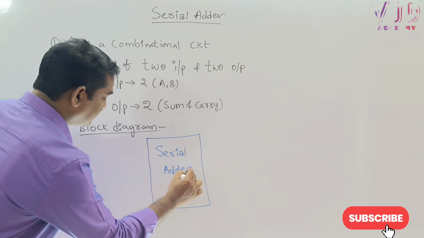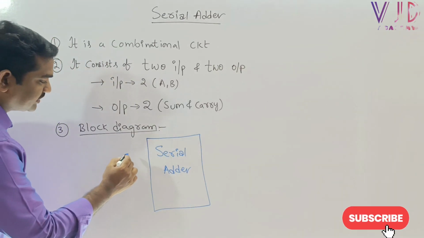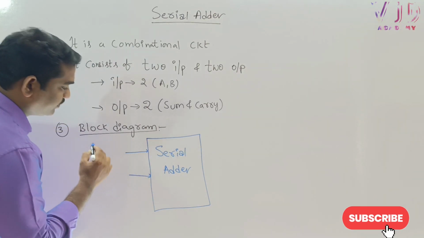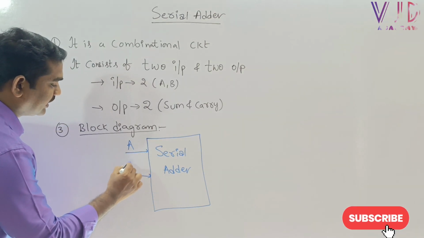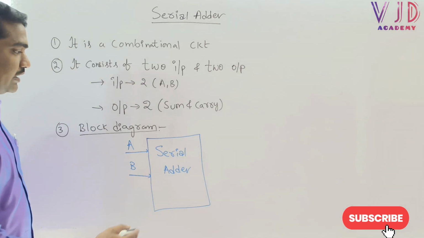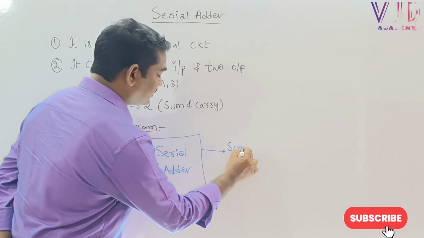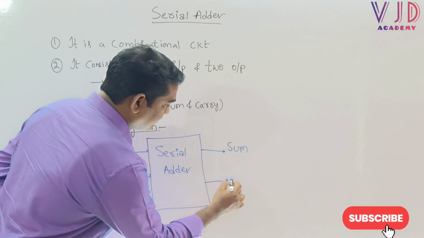This is the serial adder. What are the inputs here? These are the two inputs, one is A and another is B. Here the outputs are, we can say, the first output is sum and the second output is carry.